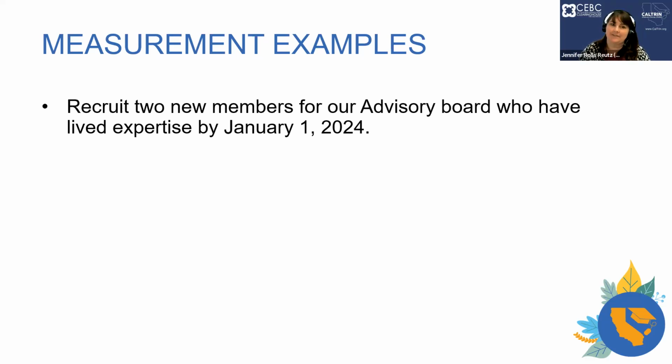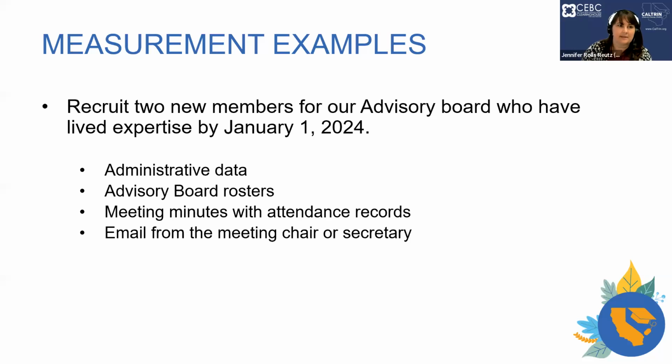So I think this is definitely an example of where administrative data is your best option. Okay, you're looking for records. So here's a couple things. Administrative data. Advisory board rosters might be an option. What's the current roster? What were the minutes with the attendance records? Could you simply email the meeting chair or the secretary and say, when did these two people start attending?